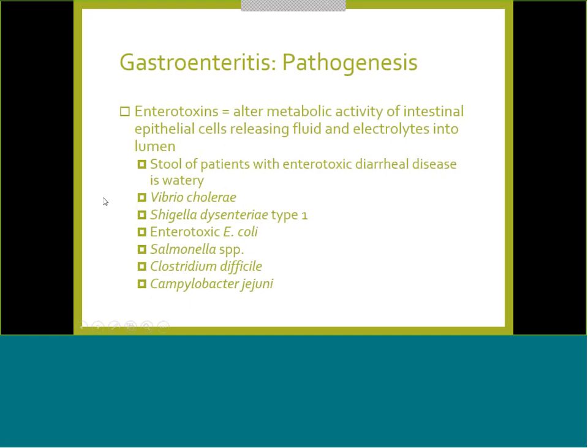With that being said, when we consider infections in the GI tract, there are lots of different toxins at play causing these infections. There's a couple of categories of toxins that I want you to get to know. The first one is enterotoxin. Again, entero for intestinal. These are toxins that alter the metabolic activity of intestinal epithelial cells, causing them to release fluid and electrolytes out. The patient's diarrhea will become very watery in consistency as a result of these enterotoxins.